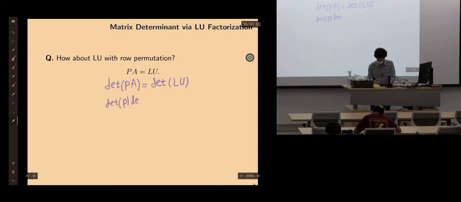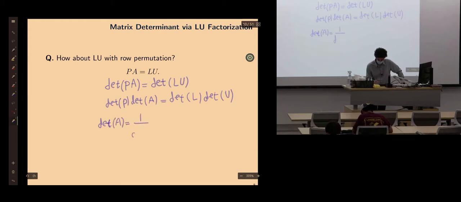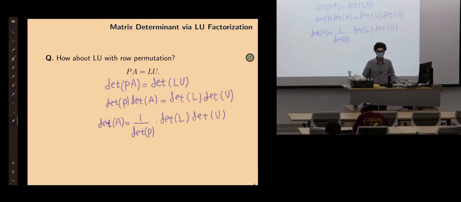All right, based on the fact that we learned, I can factor the determinant of the product into the product of the determinants. Now from here, it sounds like I can conclude that the determinant of A is the determinant of L times the determinant of U divided by the determinant of P.